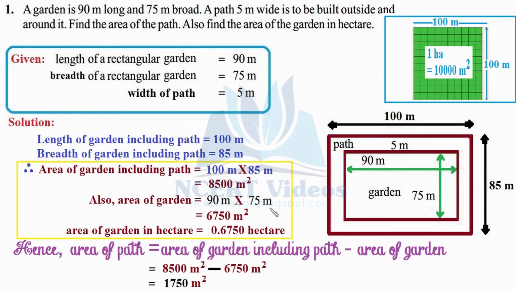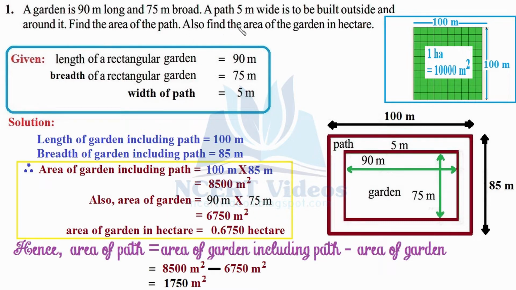Also the area of garden is very easy to find. That is 90 into 75. Now multiplication is simple. 9 5s are 45, 4 is carry, 7 9s are 63, plus 4 is 67, and fix this 0. This is 6750 meters square.